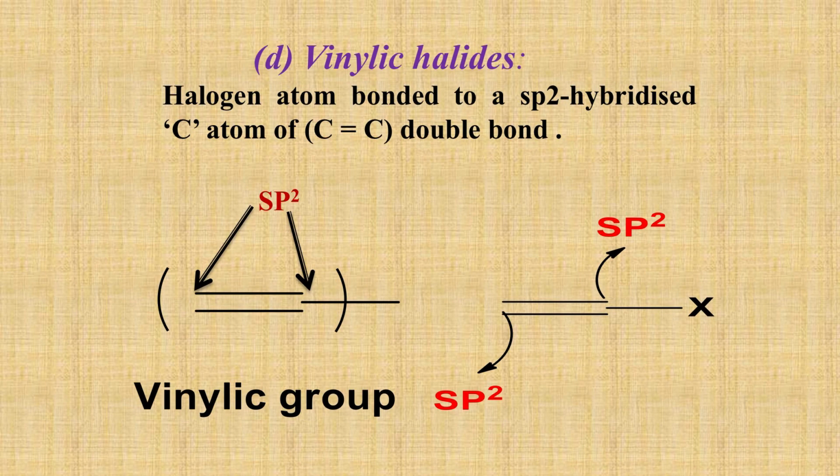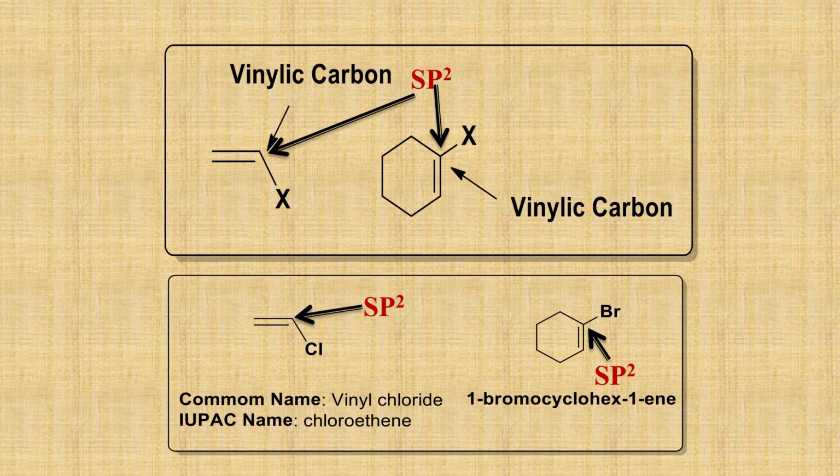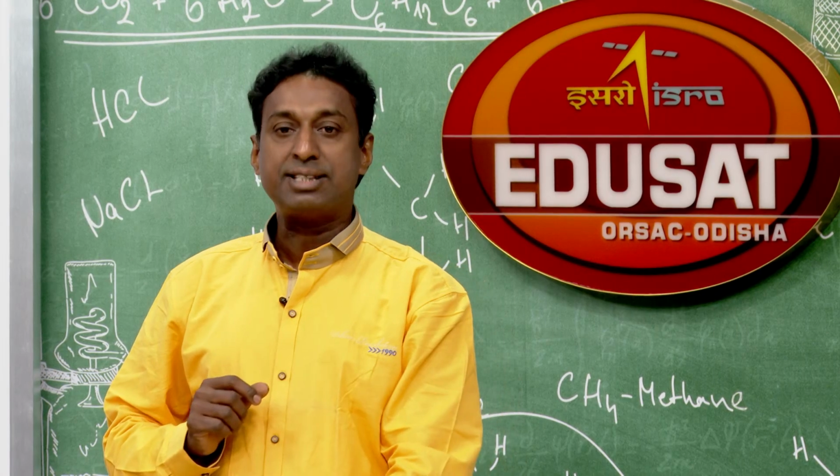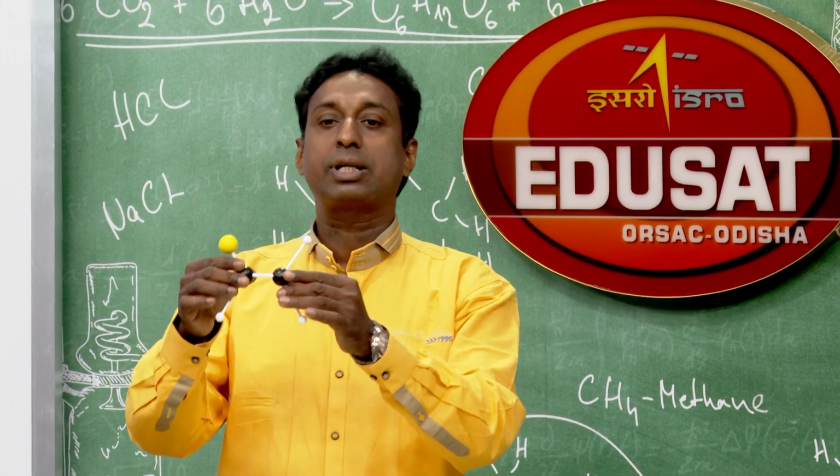Look at the screen. Next one is vinylic halide. Vinylic halide is a type of organic compound in which the halogen atom is attached to a carbon-carbon double bond, means the halogen is attached to an sp2 hybridized carbon. Look at this model, it becomes clear.